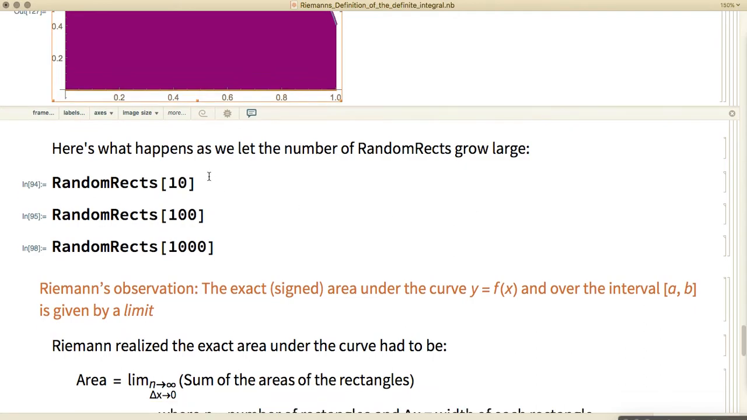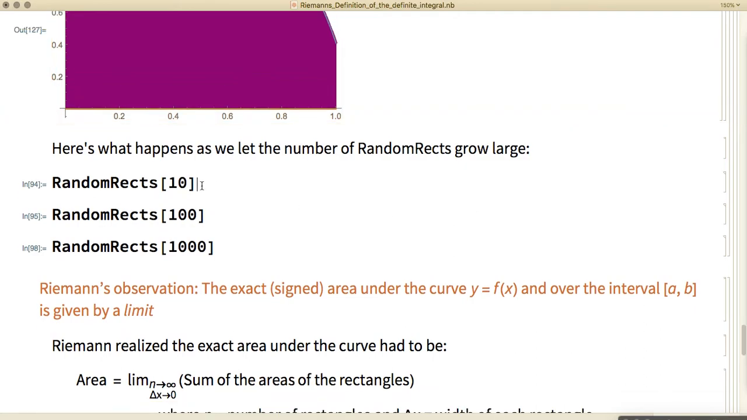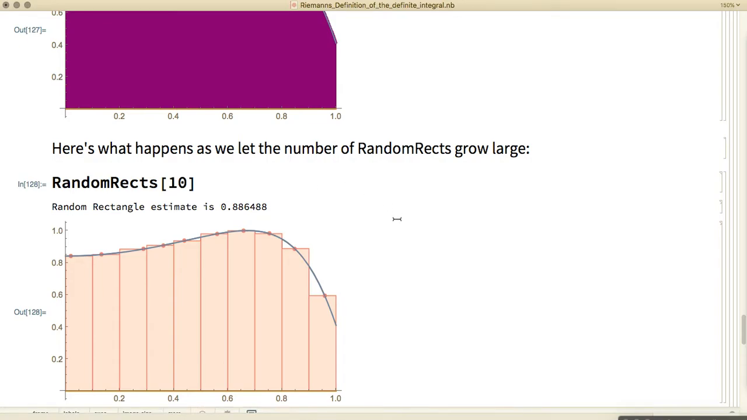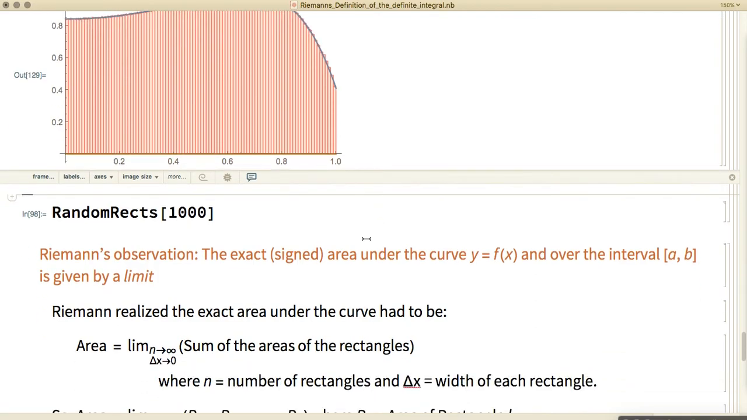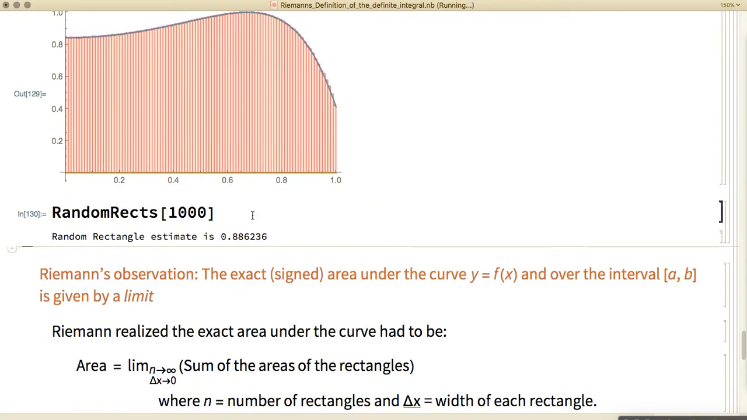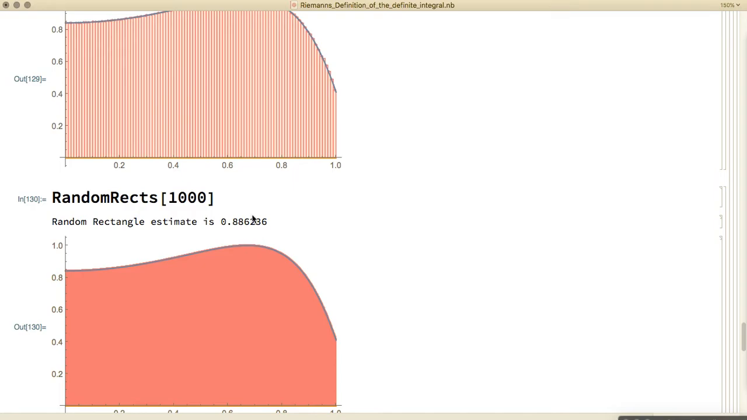And it turns out that it doesn't matter what kind of rectangles. If we look at random rectangles, there's a 10 random rectangle estimate. Here is a 100 random rectangle estimate. But by the time I pick 1,000 random rectangles, it's hard to tell the random rectangle estimate apart from the area underneath the curve. And again, you'll notice that with 1,000 random rectangles, my estimate has settled down to about 0.886.